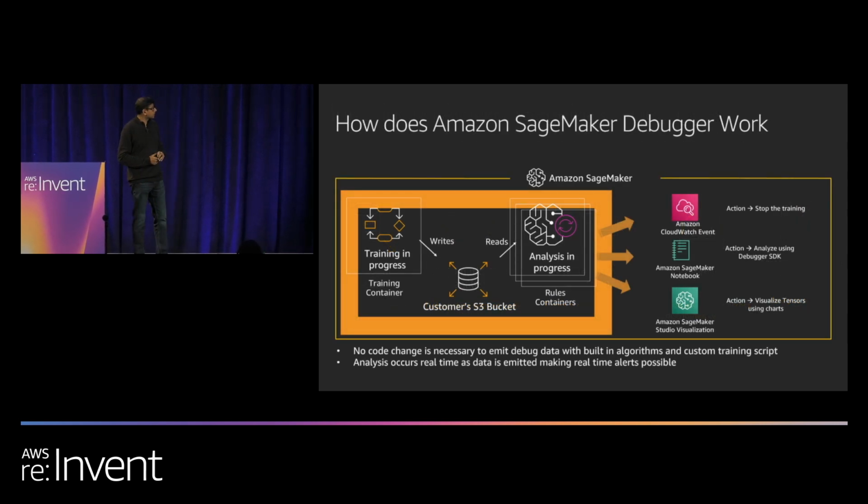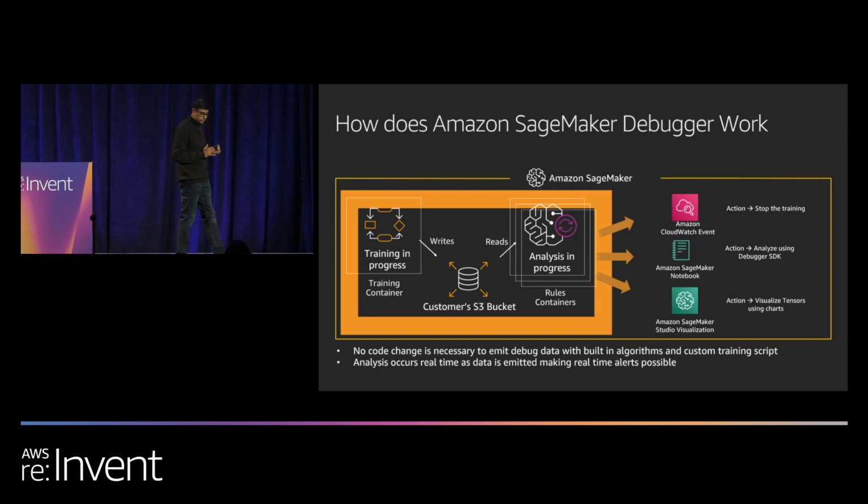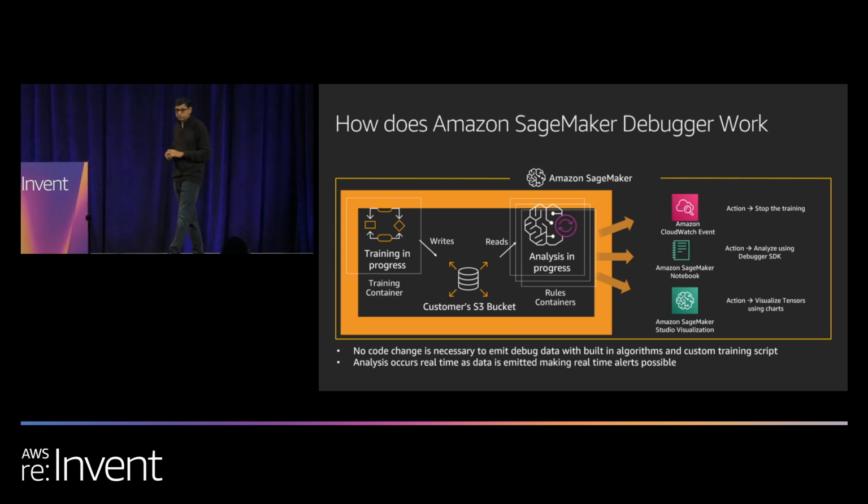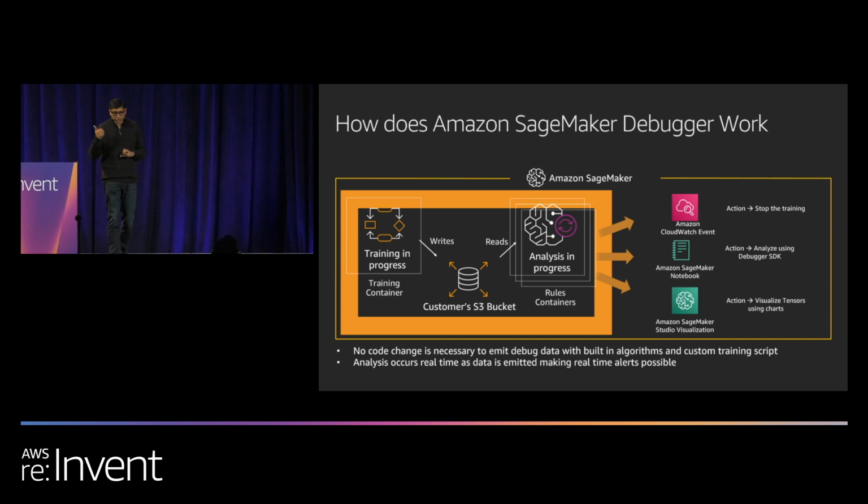I briefly touched on how it works, but let's look at it closely. There are three key things to keep in mind here. The first is data emission. The data emission is when training goes on in the training container. We have instrumentation in the machine learning framework, which is part of the training container itself. So that is going to emit on your behalf. You don't have to change any code. If you're using script mode, you bring your own script, zero code change. If you're using built-in algorithms like XGBoost, zero code change. You just say that I want to turn on debugging, and it just starts writing.